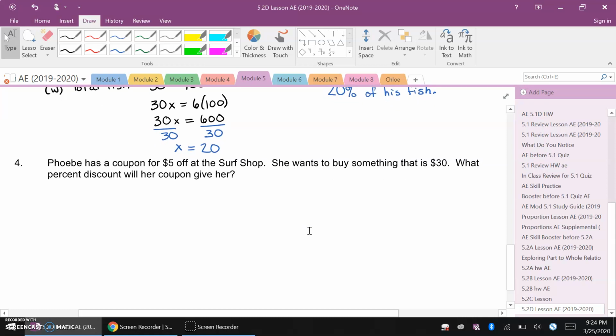Phoebe has a coupon for $5 off at the surf shop. She wants to buy something that is $30. What percent discount will her coupon give her? So just a clarifying question, a coupon and a discount are the same thing. Discount is typically how they talk about it with percentages. A coupon is the actual money. So if you want to hit pause, now would be a great time to do that.